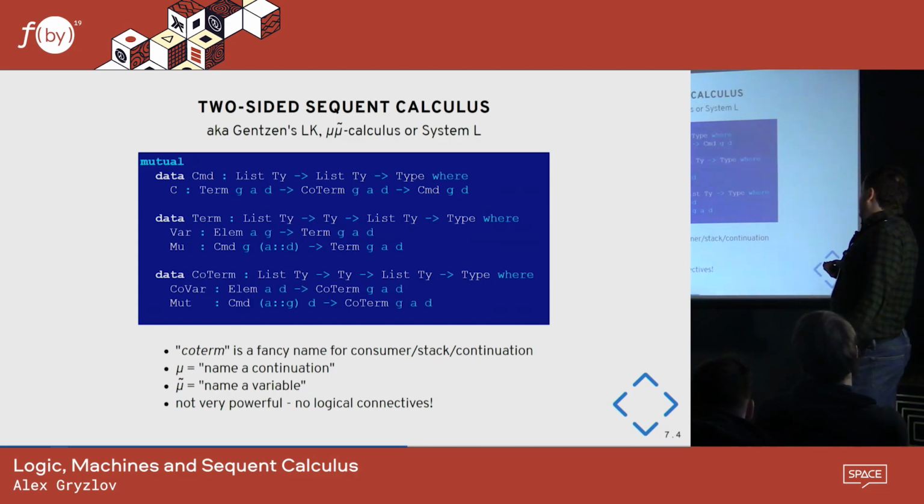So what is this coterm? Coterm is just a fancy name for these stacks or consumers or continuations. It's all the same thing. And what are this mu and mu tildes? Mu, as in lambda mu calculus, names a continuation. So it saves the current continuation. And the mu tilde names a current term. So it's like a form of a let binding.